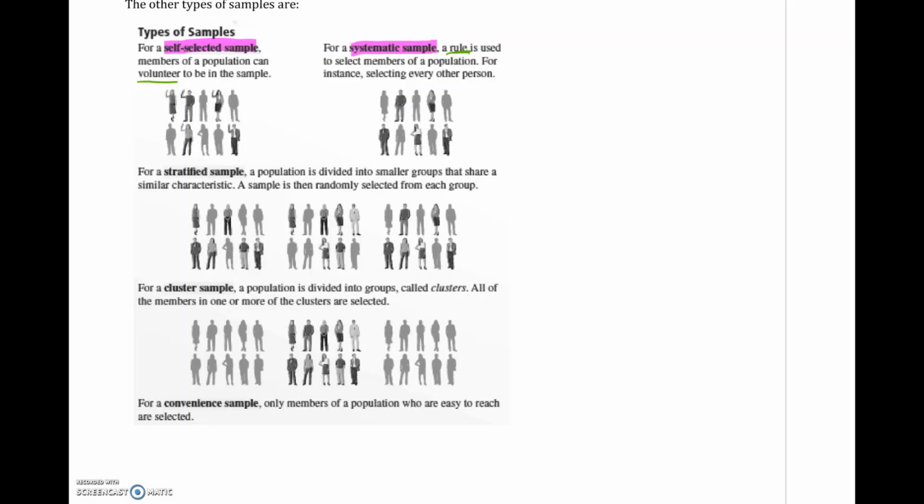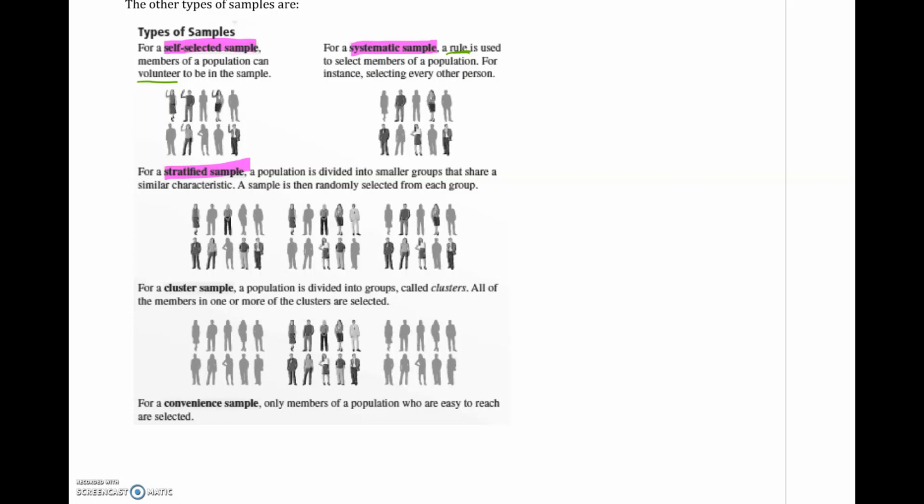The next type of sample is called a stratified sample. So in this one, a population is divided into smaller groups that share a similar characteristic, and then a sample is randomly selected from each group. If you think about stratifying, you might think about filtering. So we're basically clustering our population into smaller groups, and then we're going to pick a random number of people from each group.